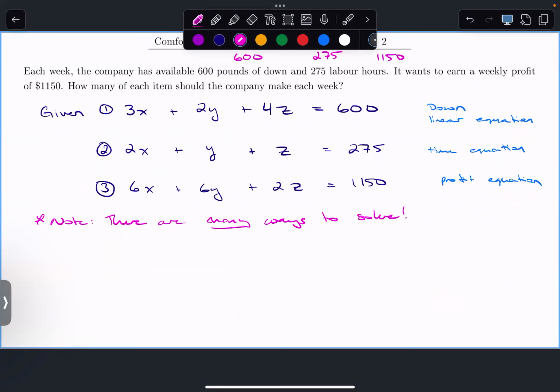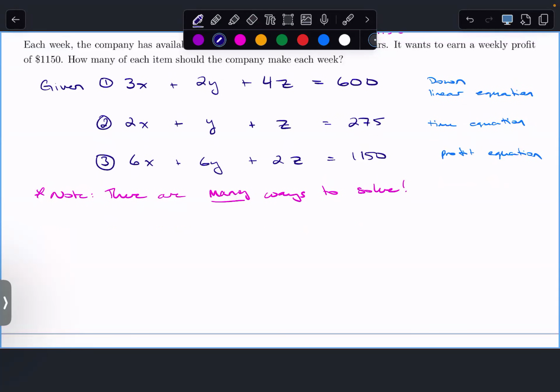I will make a note that there are many ways to solve this. That doesn't look like many. So here's one. I like to say what I'm going to do and outline it that way. I'm going to use the method that I mentioned earlier. I'm going to solve for z in equation 2.